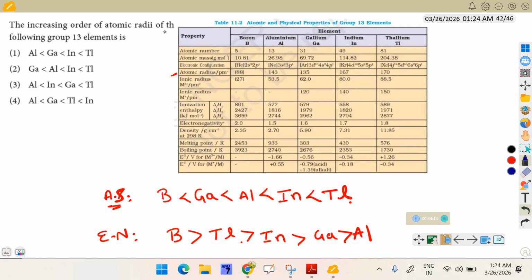The increasing order of atomic radii of the following group 13 elements. Group 13 element atomic radius order: boron greater than gallium greater than aluminium. Here boron is not mentioned, so neglect boron. Gallium greater than aluminium. The second option is the correct option. Electronegativity order: boron greater than thallium greater than indium greater than gallium greater than aluminium. The most electronegative element is boron. The least electronegative element is aluminium.